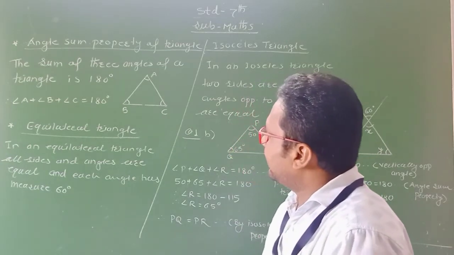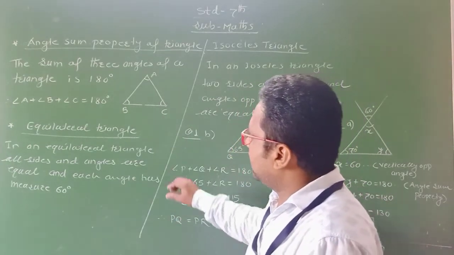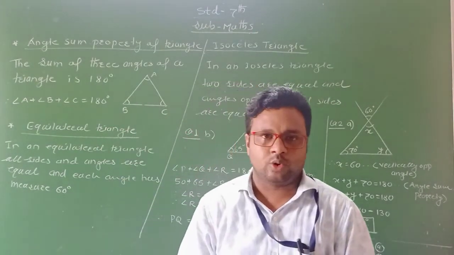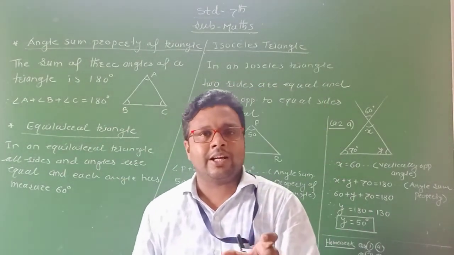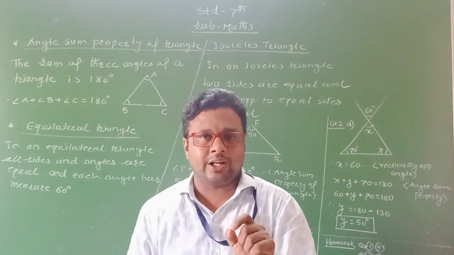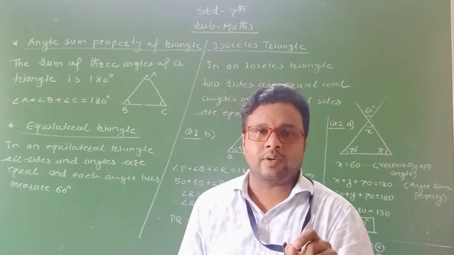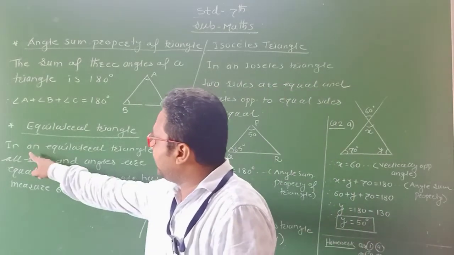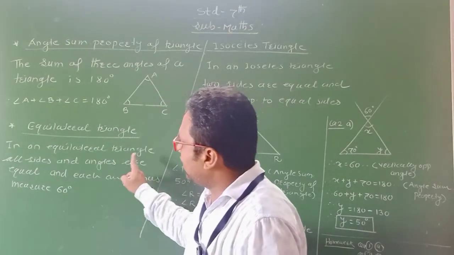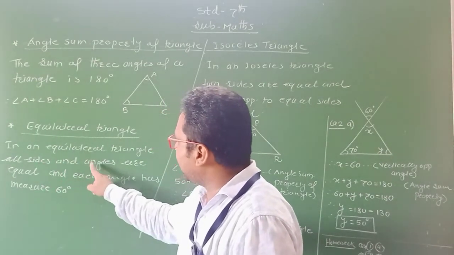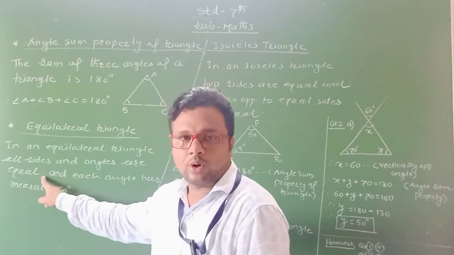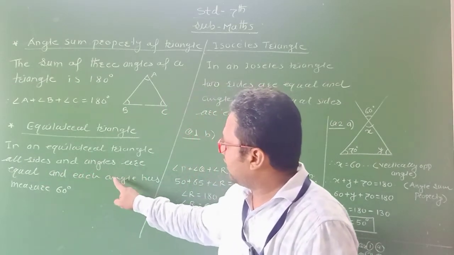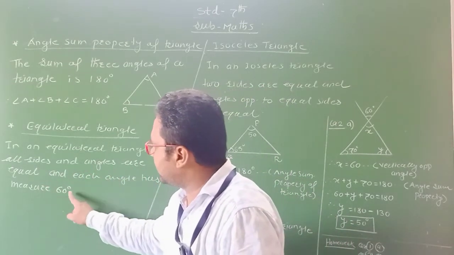Then see the equilateral triangle. Now here I explain what is an equilateral triangle. This is a type of triangle. You know that. Equilateral triangle is one in which all the sides are equal in length. This is called the equilateral triangle. Now here I write one more property. In an equilateral triangle, all sides and angles are equal. All the sides are of equal length, and each angle measures 60 degrees.